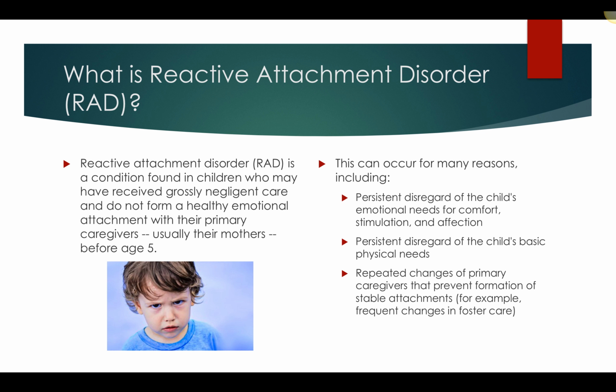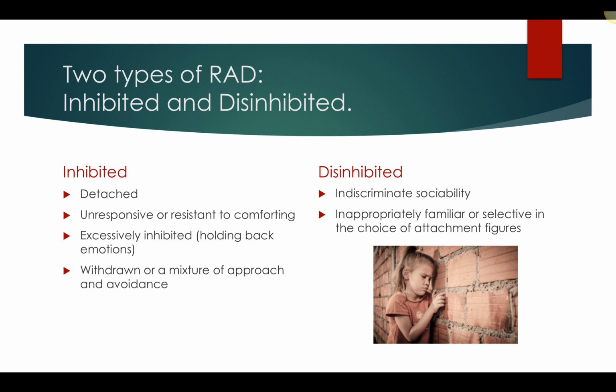Also, another reason might be a repeated change of primary caregivers. Therefore, this child is unable to form stable attachments. This can happen, for example, with children that are placed in multiple foster care homes, or let's say a mother is dating multiple men and doesn't form good relationships, and lots of boyfriends are coming in and out. That might have an effect as well.